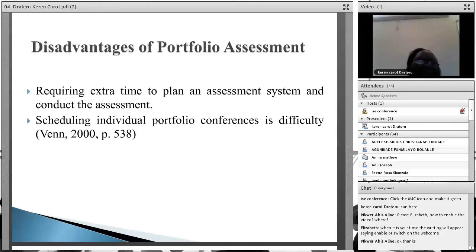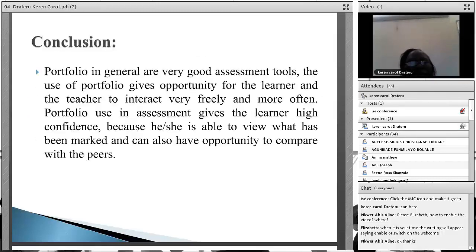Much as it has several advantages, it also has its disadvantages. That is, one, it requires extra time to plan an assessment system and to conduct the assessment. Two, scheduling individual portfolio conferences sometimes is very difficult, especially where you have a big number of students.